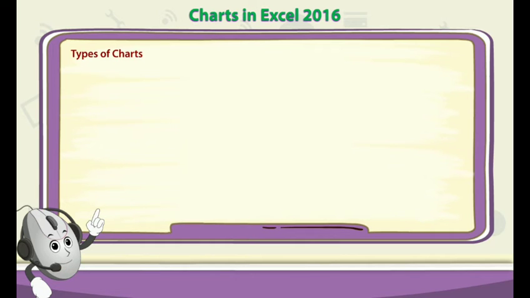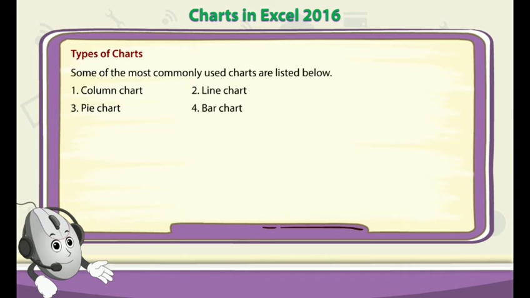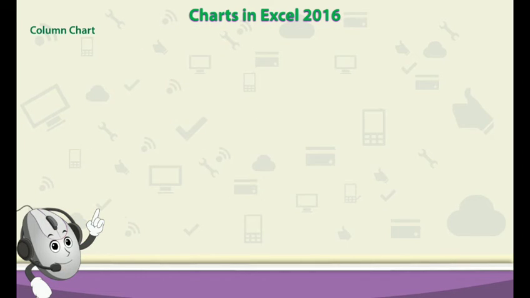Now let's learn about types of charts. Some of the most commonly used charts are listed below. So let's learn. First one is column chart, line chart, pie chart, bar chart, area chart, XY scatter chart. So let's learn about these charts in detail.